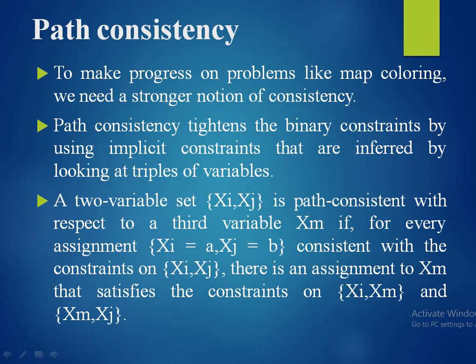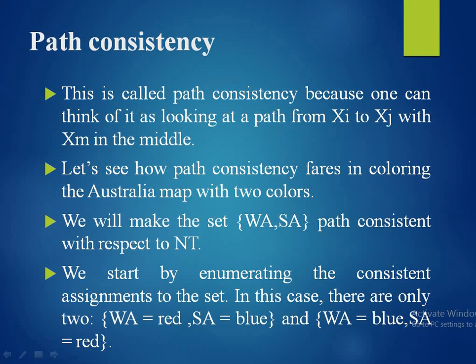So arc consistency tightens down the domains, which are unary constraints, using the arcs, which are binary constraints. To make progress on problems like map coloring, we need a stronger notion of consistency. Path consistency tightens the binary constraints by using implicit constraints that are inferred by looking at triples of variables. A 2-variable set {xi, xj} is path consistent with respect to a third variable xm if for every assignment xi = a and xj = b consistent with the constraints on {xi, xj}, there is an assignment to xm that satisfies the constraints on {xi, xm} and {xm, xj}. This is called path consistency because one can think of it as looking at a path from xi to xj with xm in the middle.